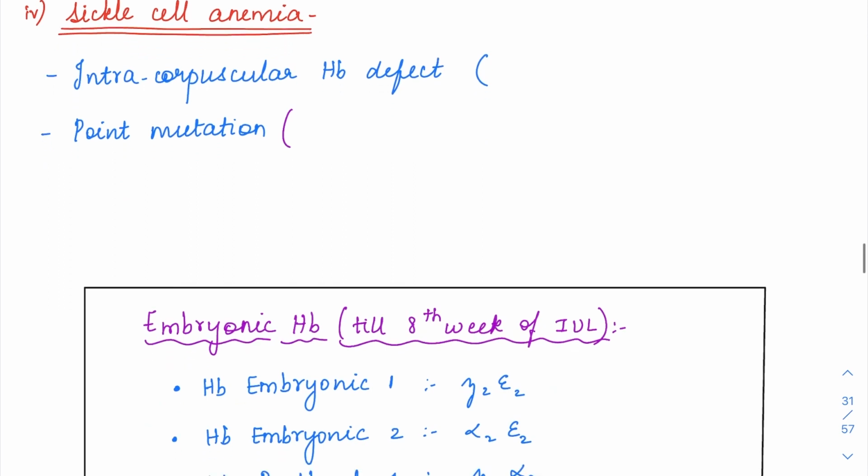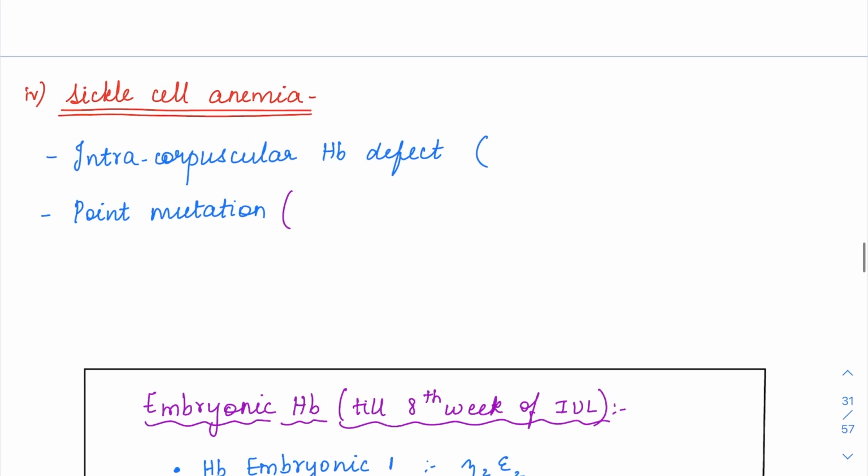Then moving on to sickle cell anemia. Sickle cell anemia, again, is an intracorpuscular defect, but here it is a hemoglobin defect. So we are done with the enzyme defects also. Other enzyme defects like pyruvate kinase deficiency and 5-nucleotidase deficiency can also result in hemolytic anemia, but we are not going to the depth of it.